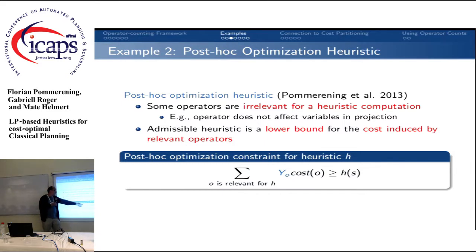And we can instead say the heuristic value must be a lower bound for the cost induced by the relevant operators. So the cost induced by the relevant operators is just the number of times each relevant operator is used times its cost. And this is an operator counting constraint.